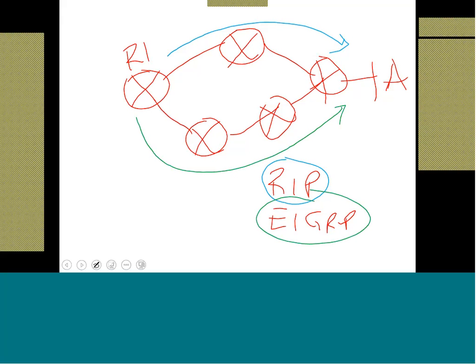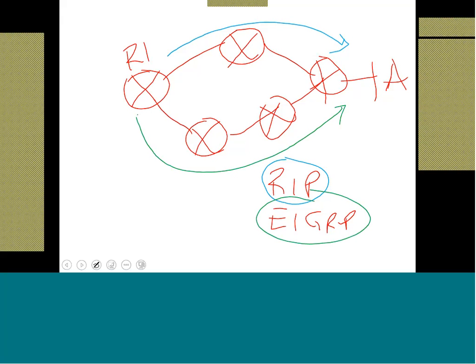It's actually much more complex than that. There's 5 K values, and there's a formula, K1 times the bandwidth, 10 to the power of 8 divided by bandwidth in kilobits per second, times 256. And there's a whole formula that we use to calculate the metric. But the bottom line is bandwidth is a major component of that, okay?